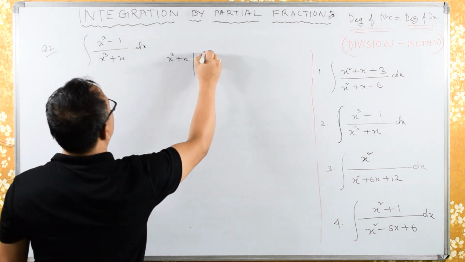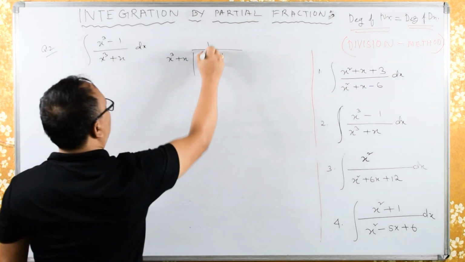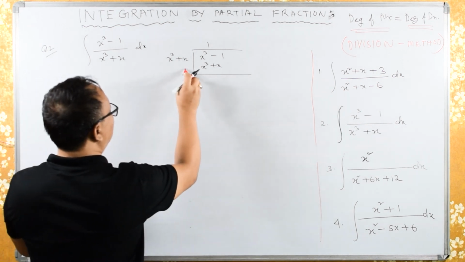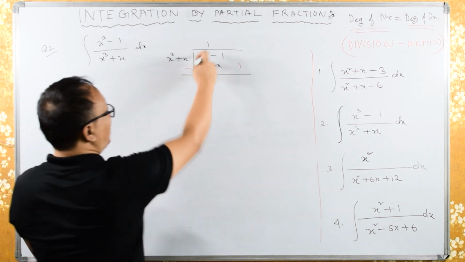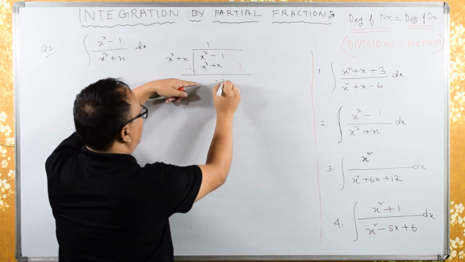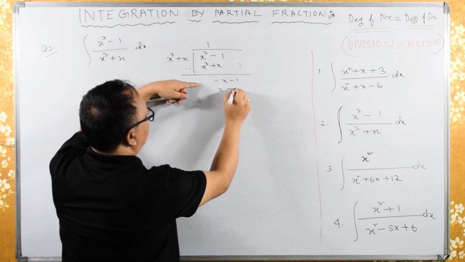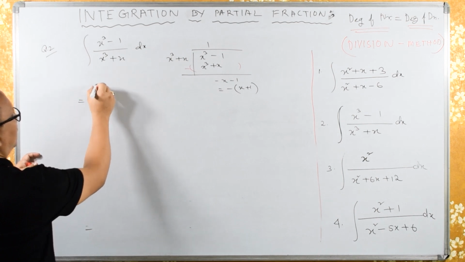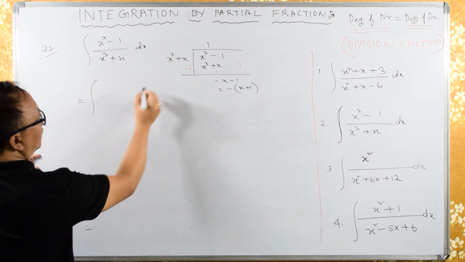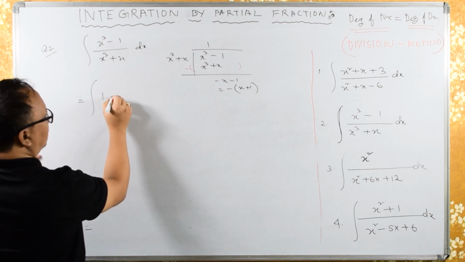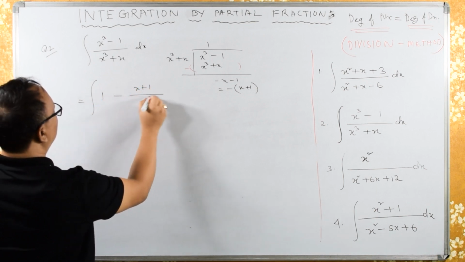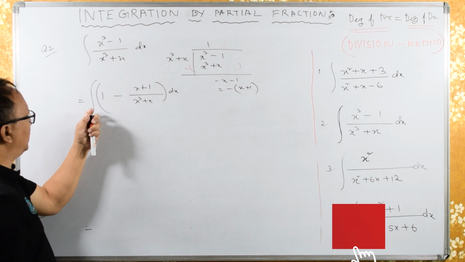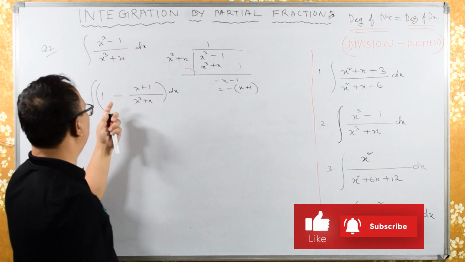x cube minus 1, divided by x cube plus x. Here negative multiplying. Now x cube gets cancelled. Here I will be having minus x minus 1. This is the same as if I take minus common, minus (x plus 1). Therefore this can be written as integral of 1 minus (x plus 1) upon x cube plus x dx, where this is the remainder. Okay, the integration of 1 dx is what? x. Now this part is over.